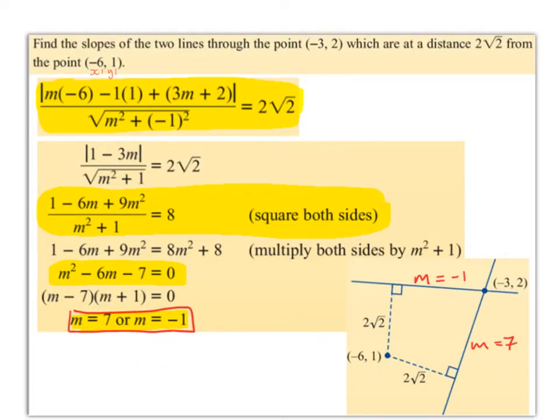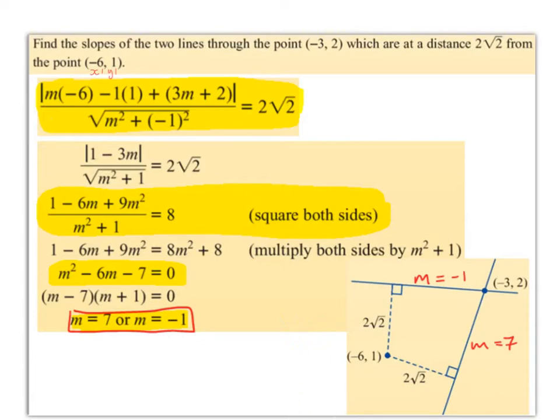So we have a fraction on the left hand side, so we want to get rid of that. On the left hand side we have divided by m squared plus 1. So we're going to multiply both sides by m squared plus 1 to get rid of the fraction. Multiplying the left hand side by m squared plus 1, we just end up bringing down the numerator, which is 1 minus 6m plus 9m squared. And multiplying the right hand side by m squared plus 1, we get 8 times m squared is 8m squared, and 8 times 1 is 8.